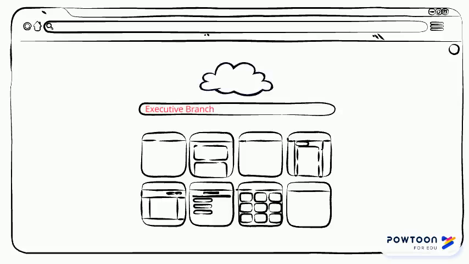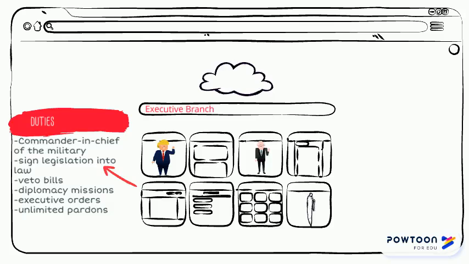Executive branch is run by the President and the Vice President. The executive branch of the United States is headed by the President, who is the Commander-in-Chief of the military, and he can sign legislation into law or veto bills sent to his desk from Congress. He conducts diplomacy missions in the name of the United States, can issue executive orders which direct elected officials or clarify and further existing laws, and he has unlimited power to grant pardons in clemency cases, except in the case of impeachment.